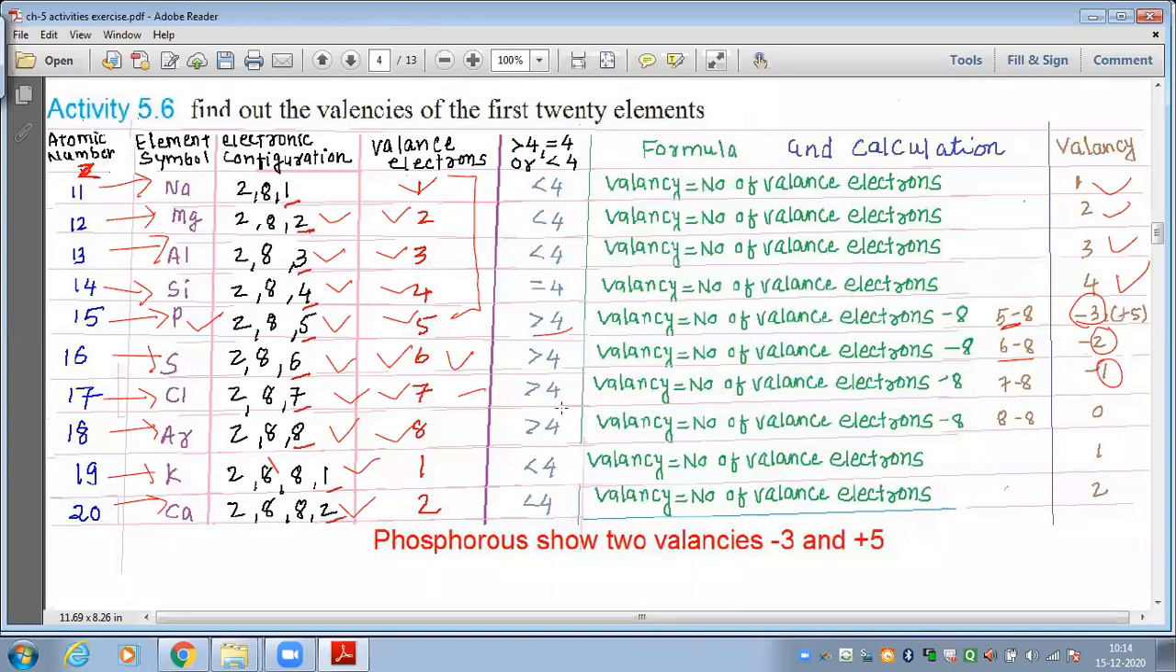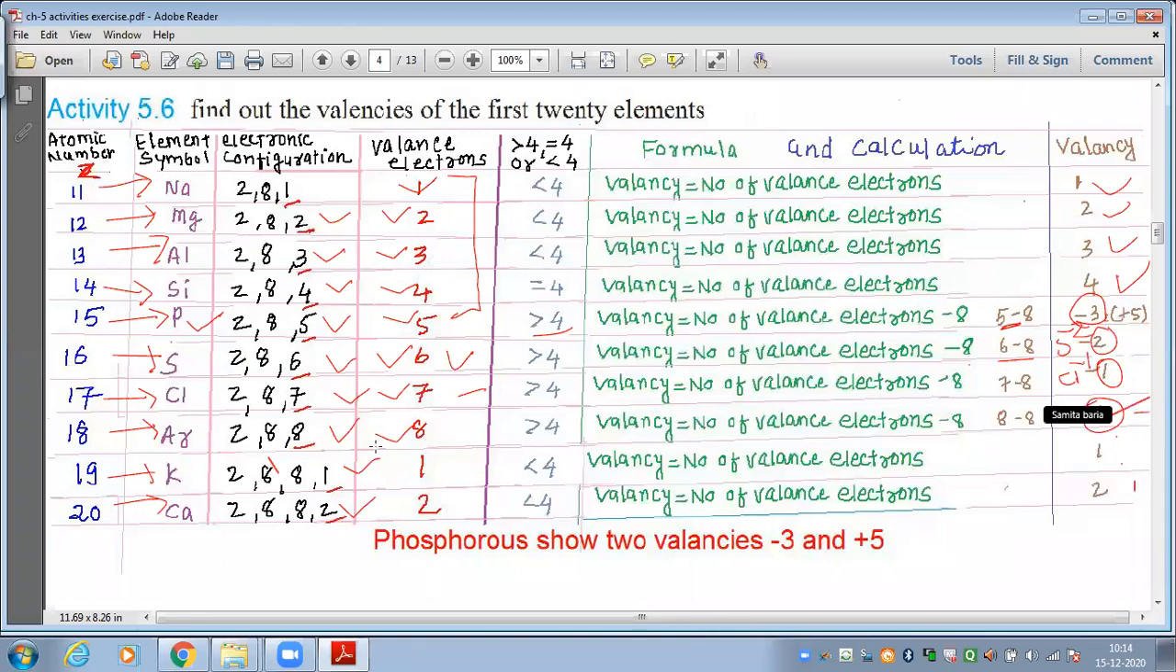When it comes to argon, the valency is 0, because it is an inert gas and all the valence shells are completely filled, and that is why the valency becomes 0. Please once again remember that this negative sign is just the representation of what kind of ions they will form. For example, sulfur will form S minus 2 and Cl will form Cl minus 1. Actually, the valency of phosphorus is 3, valency of sulfur is 2, and valency of chlorine is 1.